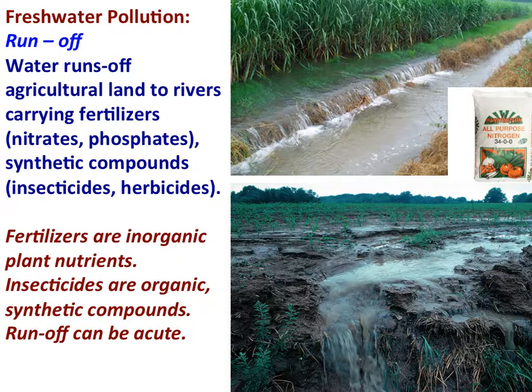A source of freshwater pollution is runoff. Water runs off agricultural land to rivers carrying different types of pollution, such as fertilizers, nitrates and phosphates, and synthetic compounds, such as insecticides and herbicides. Runoff as a source of pollution tends to be non-point source pollution and is difficult to manage. As a note, fertilizers are inorganic plant nutrients, and insecticides are organic synthetic compounds. Runoff pollution can be an acute problem during torrential rainstorms or during snowmelt seasons.